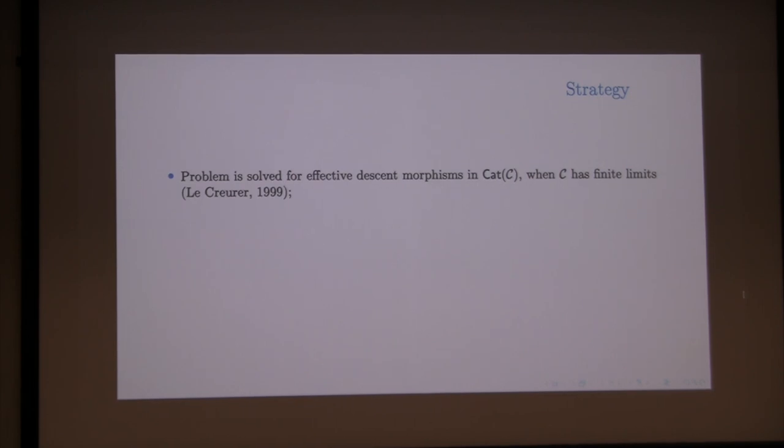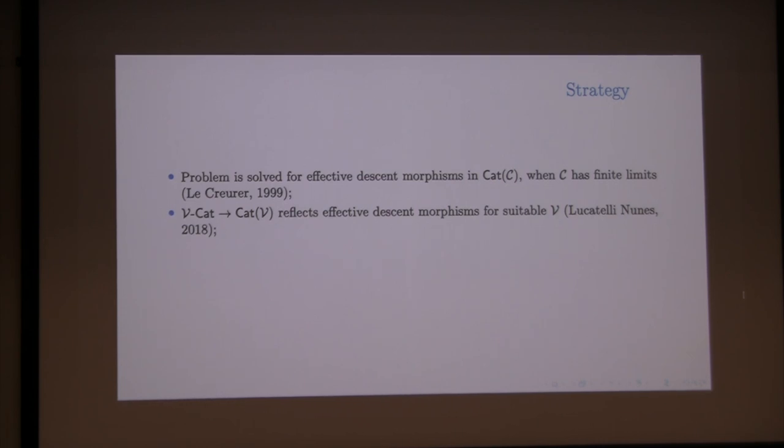For a suitable category V, which I'll define later, that functor is an embedding, and Fernando Lucatelli Nunes has shown that it reflects effective descent morphisms. So, in principle, you take a V-functor, you embed it, you see it as an internal V-functor, you take the criteria by Le Creurer, and you reflect it back. These are the two main tools.